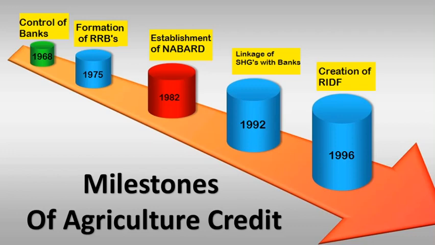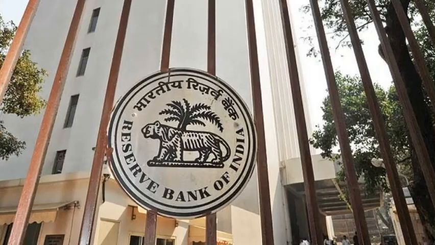SHGs means self-help groups with the banks. Then formation of RIDF, Rural Infrastructure Development Fund, in 1995-1996 along with NABARD. So these are the different milestones with respect to agriculture credit in the country called India. So what is this Kisan Credit Card Scheme?